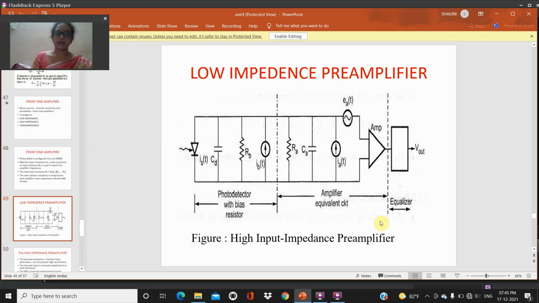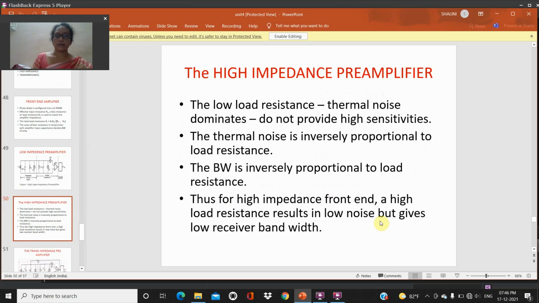Low impedance preamplifier. High input impedance preamplifier. Here, up to the middle slotted line indicates the photodetector with bias resistor, and after that the amplifier equivalent circuit, and the final stage is the equalizer. In the middle stage there are capacitors, resistors, and the current source, and the amplifier equivalent circuit has a current source. Then the amplifier circuit, and at the equalizer stage we connect V_out. High impedance preamplifier.